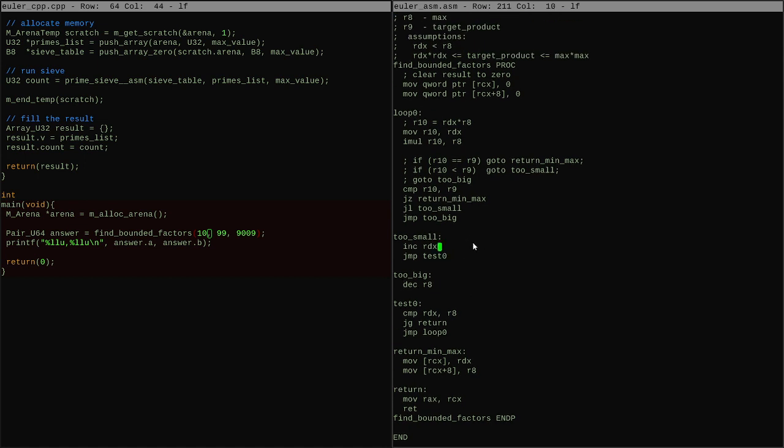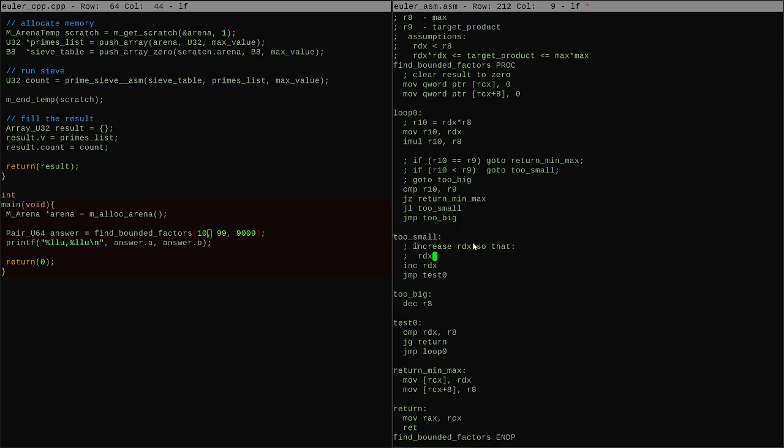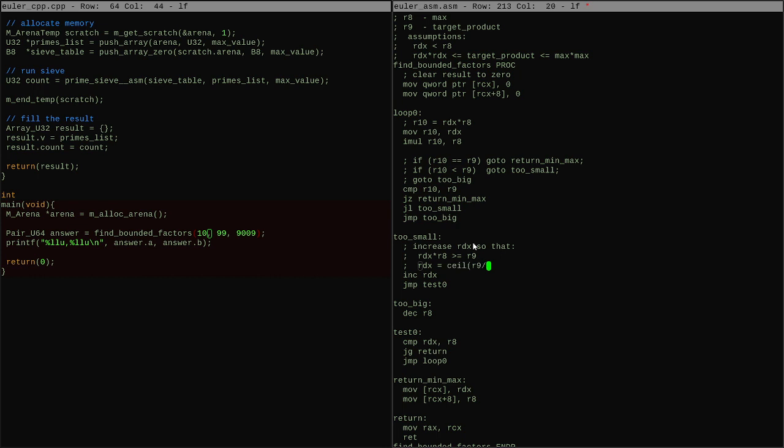If it's too small, we don't just need to increment RDX. What we really want to do is figure out some way to set RDX so that RDX times R8 is greater than or equal to the target R9, right? In order to do that, what we need to do is really set RDX equal to the ceiling of R9 divided by R8, right?